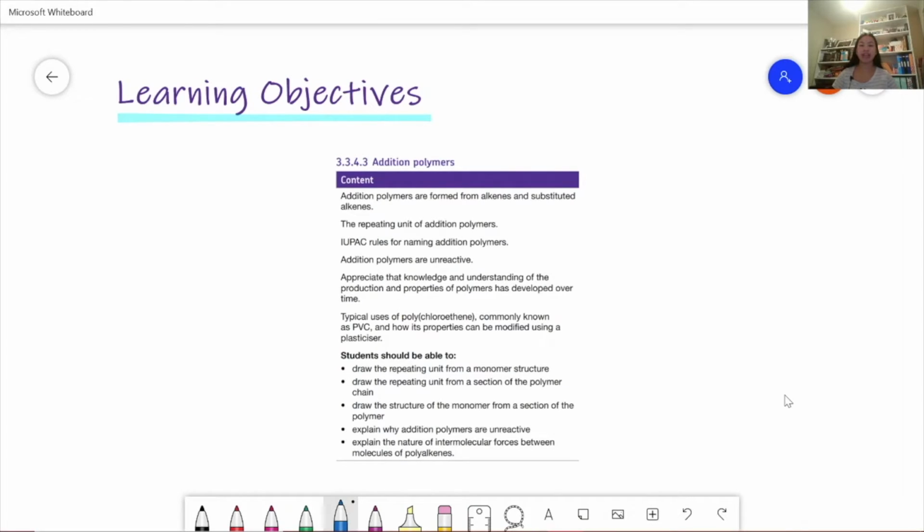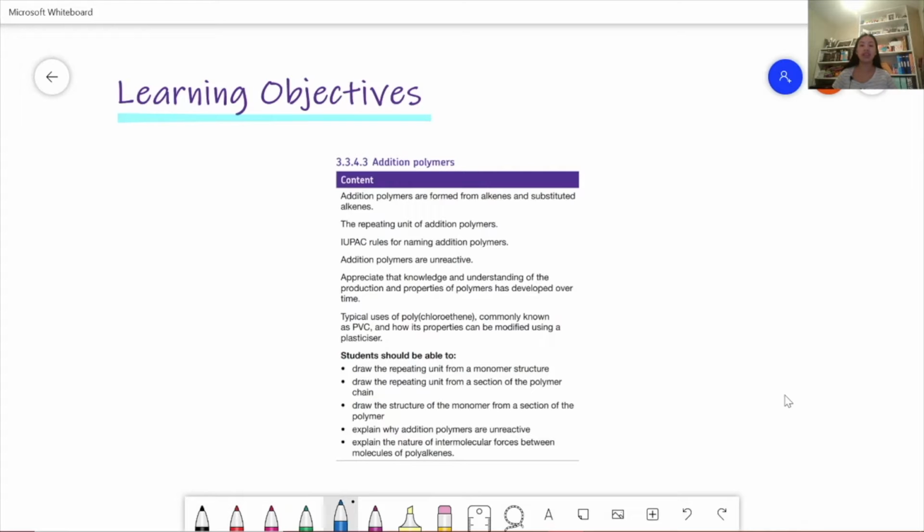Here are today's learning objectives. So we're going to be looking at addition polymers. And addition polymers are formed from alkenes and substituted alkenes. And we're going to look at the repeating unit of addition polymers and also the IUPAC rules for naming addition polymers. We're also going to learn that addition polymers are unreactive and appreciate that knowledge and understanding of the production and properties of polymers has developed over time.